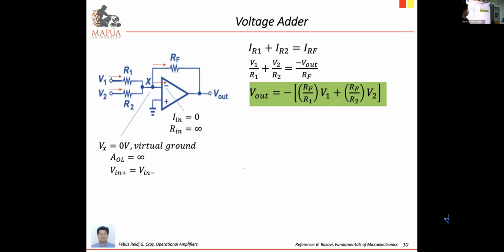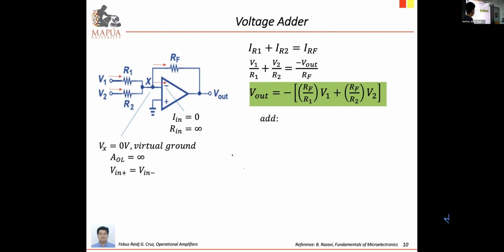Vout is equal to negative of the sum of V1 and V2 multiplied by the respective gain. So for V1, our gain is RF over R1. That is feedback resistance over the input resistance. Multiplier for V2, again, feedback resistance divided by the input resistance. So yun yung pattern natin. Alright?